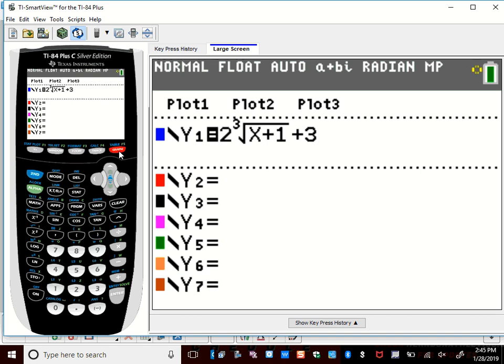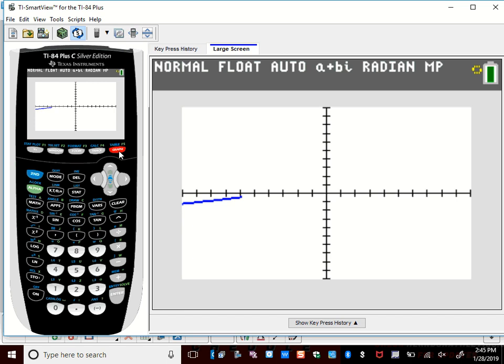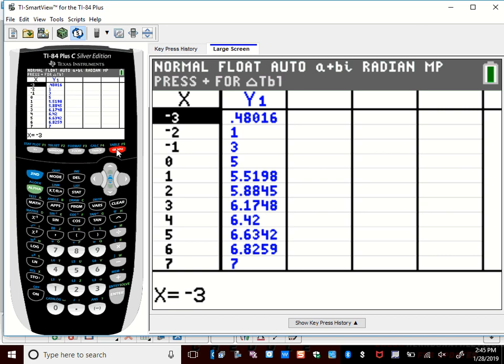Okay, so let's graph it. Looks like there's a little gap in it, but I don't know what that's about. Alright, so we go to our table. Here we go, -1, -3. And I'm going to pick 2 numbers higher and 2 numbers below. So -2, 1, 0, 5.